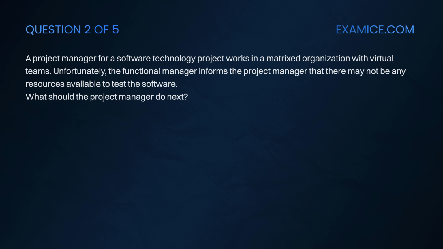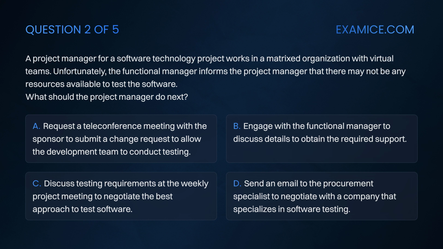Question 2. A project manager for a software technology project works in a matrixed organization with virtual teams. Unfortunately, the functional manager informs the project manager that there may not be any resources available to test the software. What should the project manager do next? Option A, request a teleconference meeting with the sponsor to submit a change request to allow the development team to conduct testing. Option B, engage with the functional manager to discuss details to obtain the required support. Option C, discuss testing requirements at the weekly project meeting to negotiate the best approach to test software. Option D, send an email to the procurement specialist to negotiate with a company that specializes in software testing.